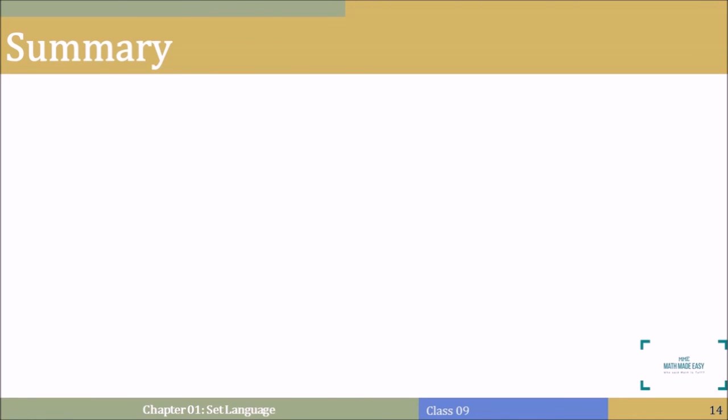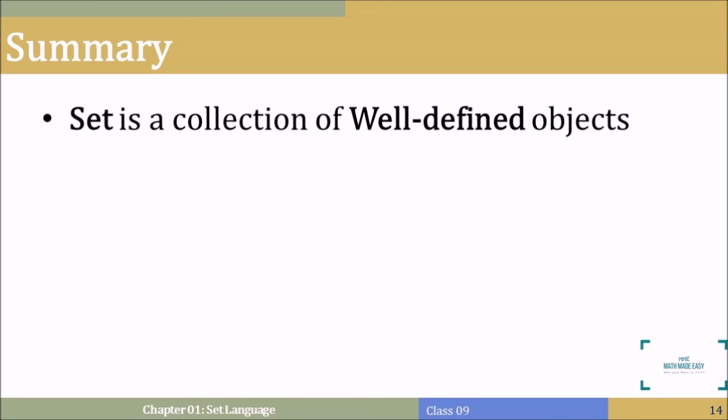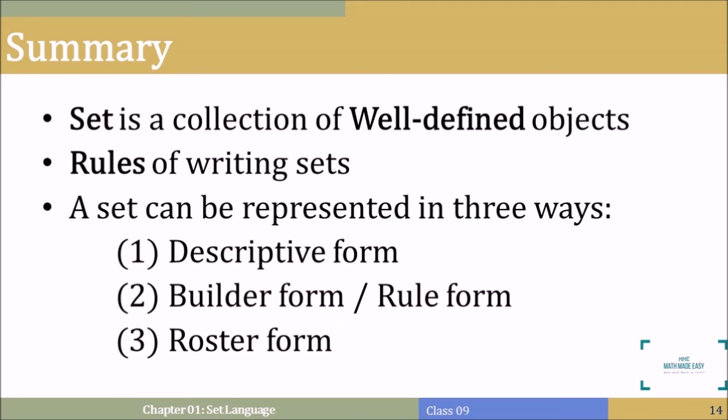So to summarize, what we have learned here is a set is a collection of well-defined distinct objects, and we saw the rules for writing a set, and we saw a set can be represented in three ways: descriptive form, set builder form, or the roster form.